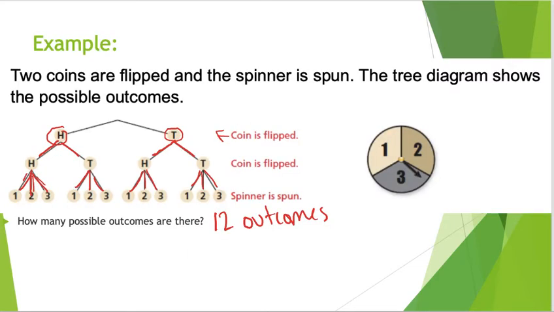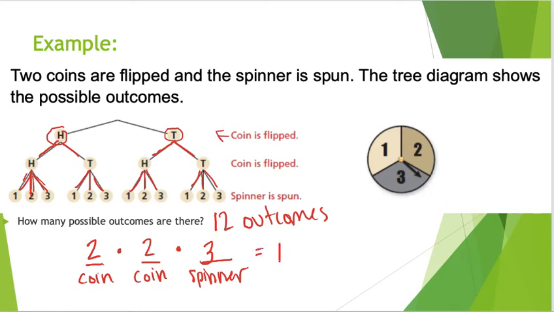Going back to the original example where we flipped 2 coins and spun the spinner: we are flipping the first coin, flipping the second coin, and then spinning the spinner. So we have 2 possible outcomes for flipping the first coin, 2 possible outcomes for flipping the second coin, and 3 possible outcomes for spinning the spinner. If we multiply all these together, 2 times 2 times 3, we end up with 12. There are 12 possible outcomes.